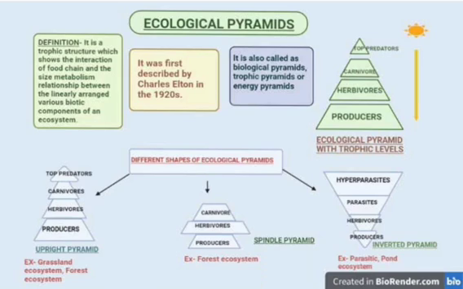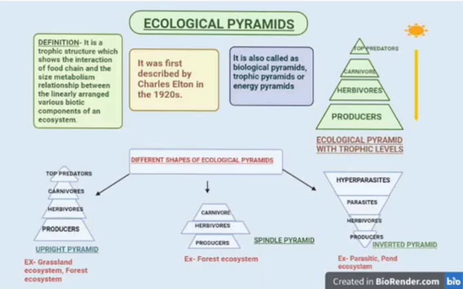It is a trophic structure which shows the interaction of the food chain and the size-metabolism relationship between the linearly arranged various biotic components of an ecosystem. It was first described by Charles Elton in the 1920s. He noted that larger organisms higher in the food chain were less abundant than smaller ones in lower trophic levels.